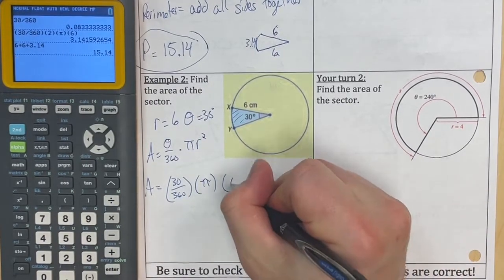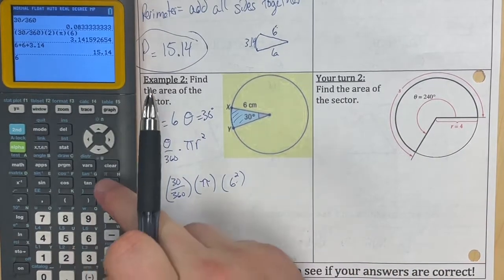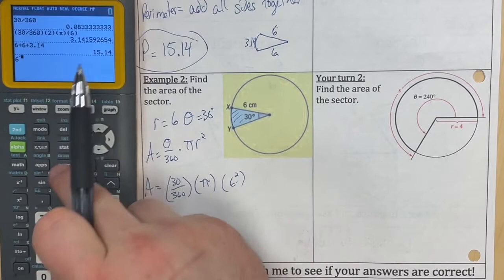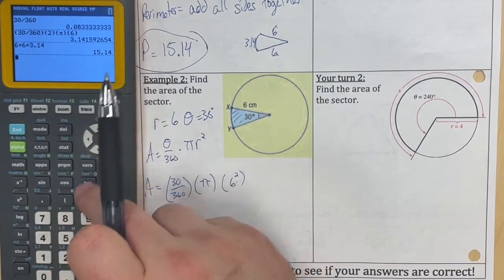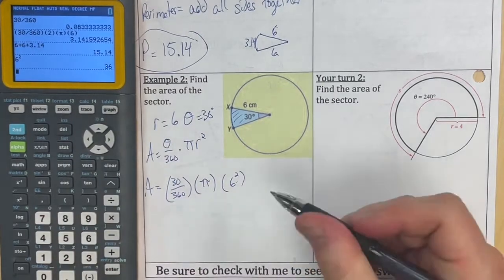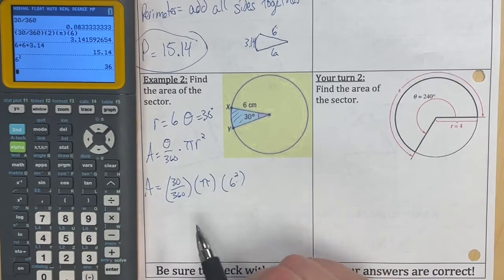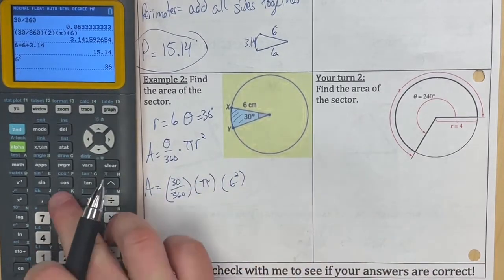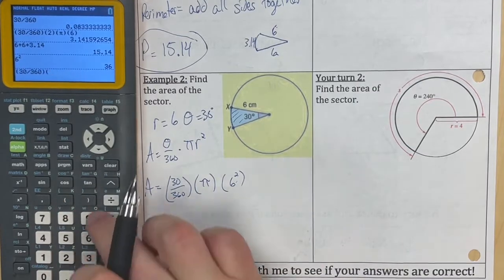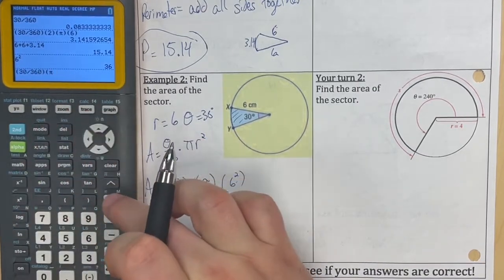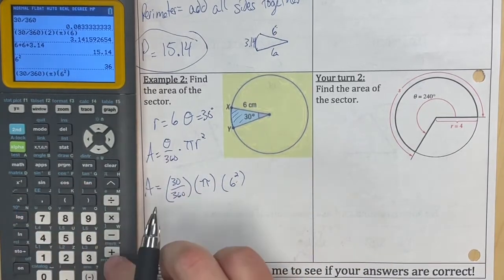So we're going to have 6 squared. Make sure you're not multiplying by 2. 6 squared is 36. It's 6 raised to the power of 2. You can type it in exactly as it looks. So we have 30 over 360 times pi times that 6 squared.